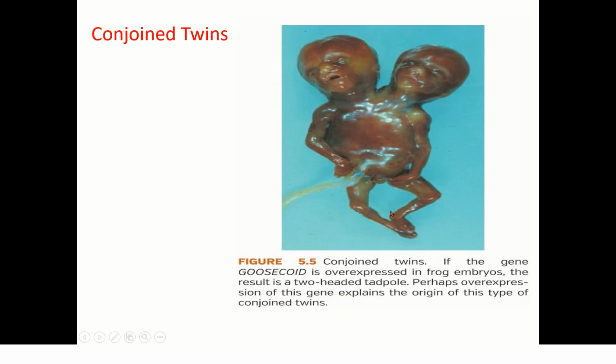So you can see overexpression of goosecoid, which is defining the dorsalization of the mesoderm in the cranial region. When there is overexpression of goosecoid, it results in conjoined twins.